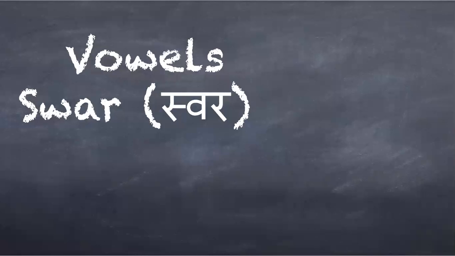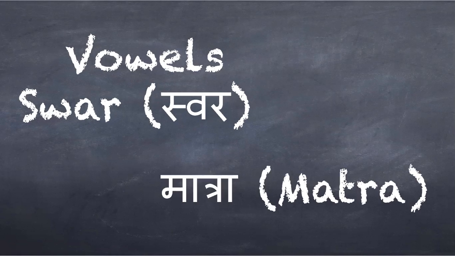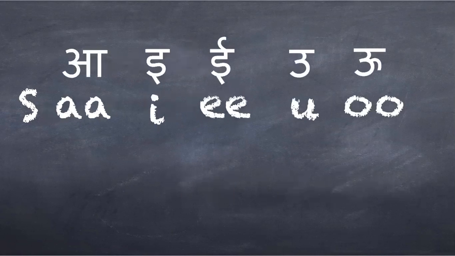Hi everyone. I hope that many of you are aware by now about matra, but let's just revisit once again. All the swar in the Hindi language make a specific and particular sound, which is represented as matra in a word. In our previous videos, we have learned the swar a, i, e, u, and oo, and how they are represented in a word through matra.